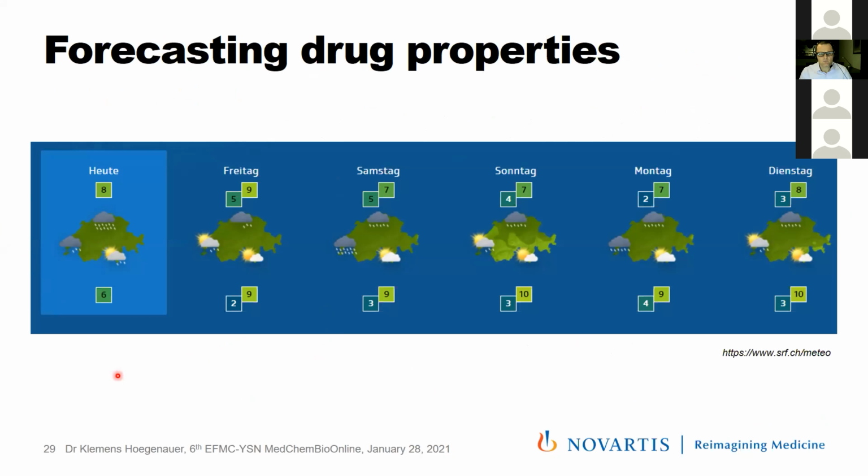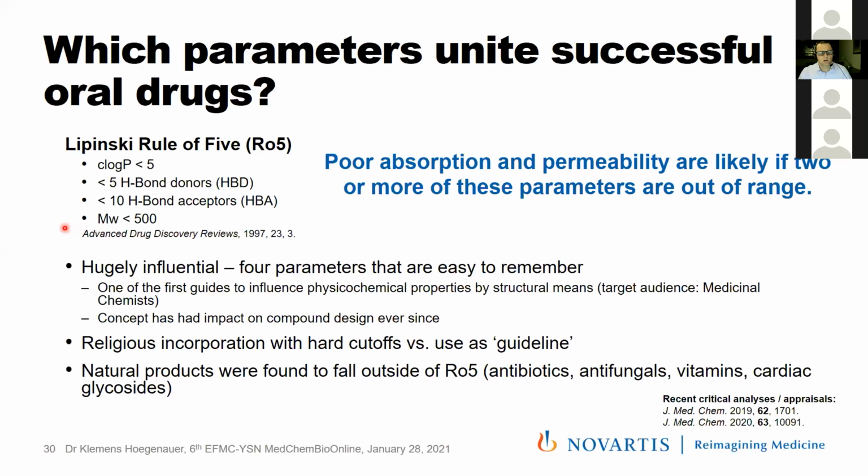And I will start with a question. Which parameters are important and unite successful oral drugs? This question was first really asked by Chris Lipinski, at that time working at Pfizer, and answered in a seminal paper in 1997. And that is now the famous or infamous rule of 5. And it's not 5 rules, it's rules where the individual value can easily be divided by 5. So the C log P lipophilicity should be below 5, lower than 5 hydrogen bond donors, lower than 10 acceptors, and molecular weight below 500.